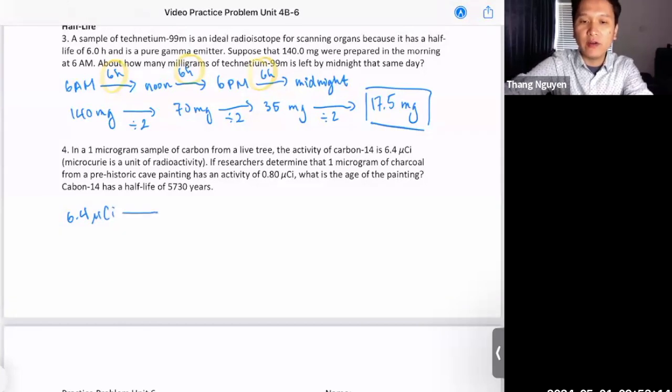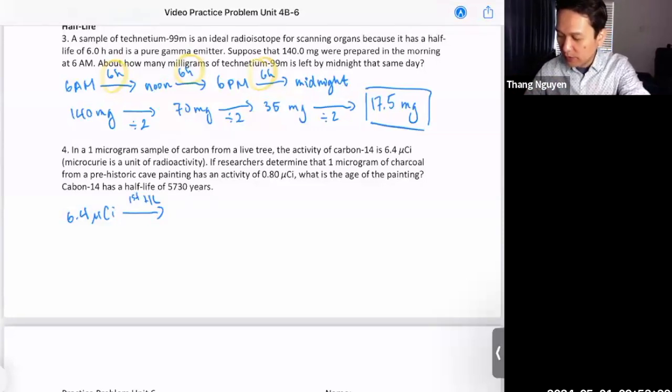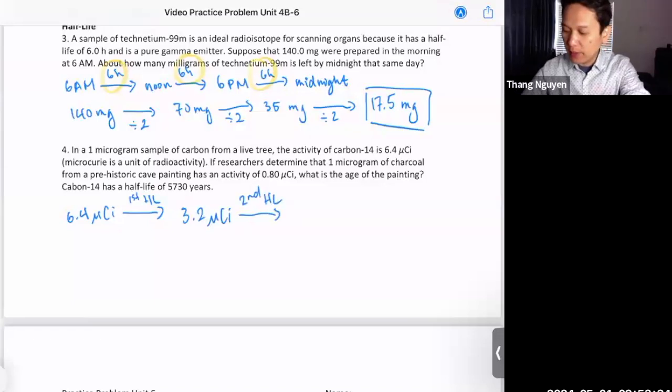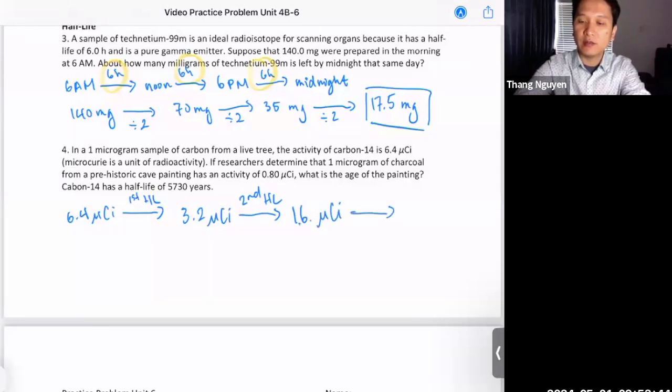So 6.4, if you divide it by 2, I'm going to say that's the first half-life. What's 6.4 divided by 2? 6.4 divided by 2 would give us 3.2 microcuries. All right, so that's not yet 0.8, so I'm going to do the second half-life. Divide that by 2. That's 1.6 microcuries. Again, that's not 0.8, so I'm going to do a third half-life. Oh, there we go, 0.8 microcuries. So it turns out it needed 3 half-lives, right?